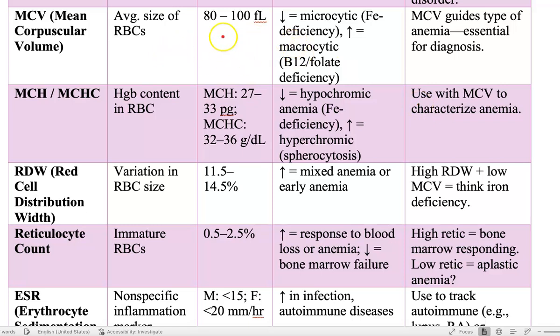The next lab is MCV, that is mean corpuscular volume. Average size of RBC is 80 to 100 fL. Decrease means microcytic, that's iron deficiency. Increase means macrocytic. So MCV is low in microcytic, that's where we have iron deficiency anemia, and then MCV is increased in macrocytic, where we have B12 and folate deficiency. Pay attention to that. It's going to be on your test. MCV is frequently tested. MCV guides types of anemia, essential for diagnosis.